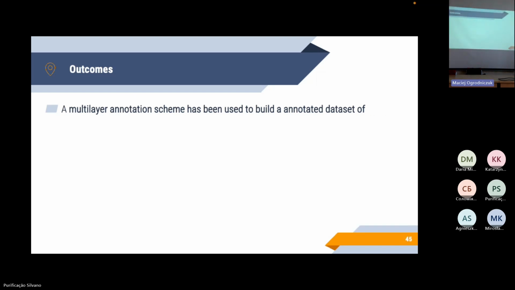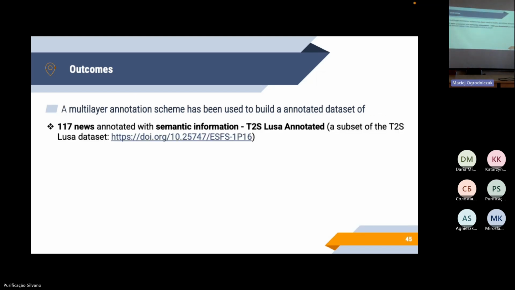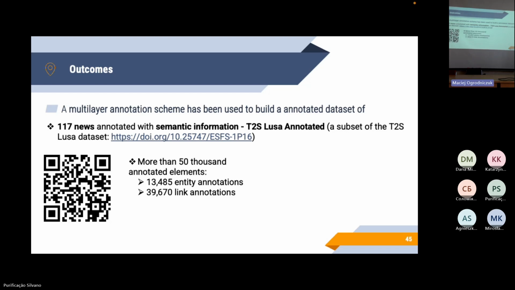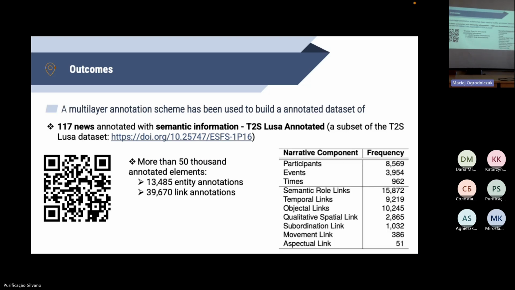So now we have these loose annotated data sets, and we have 50,000 annotated elements. So you can see the dimension of the annotation. We have here the numbers. We have about 14,000 entity annotations and 40,000 link annotations, so it's a lot.